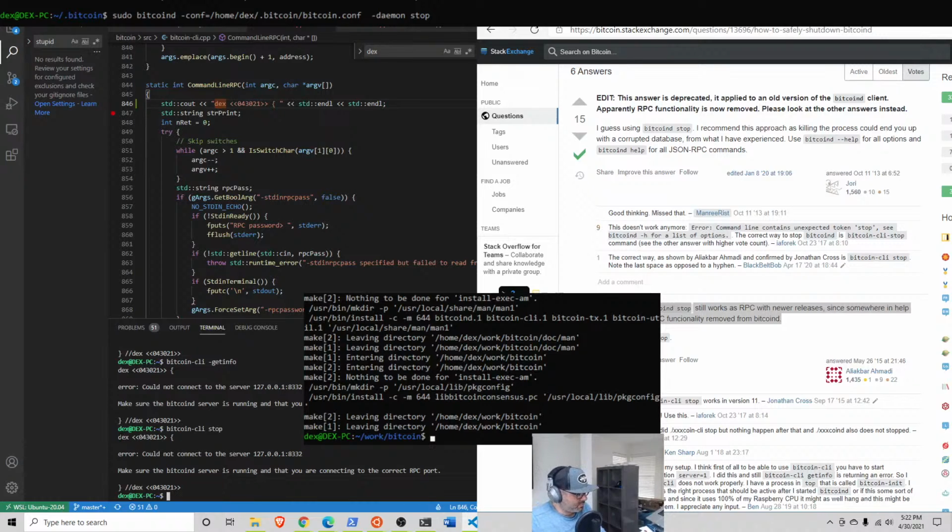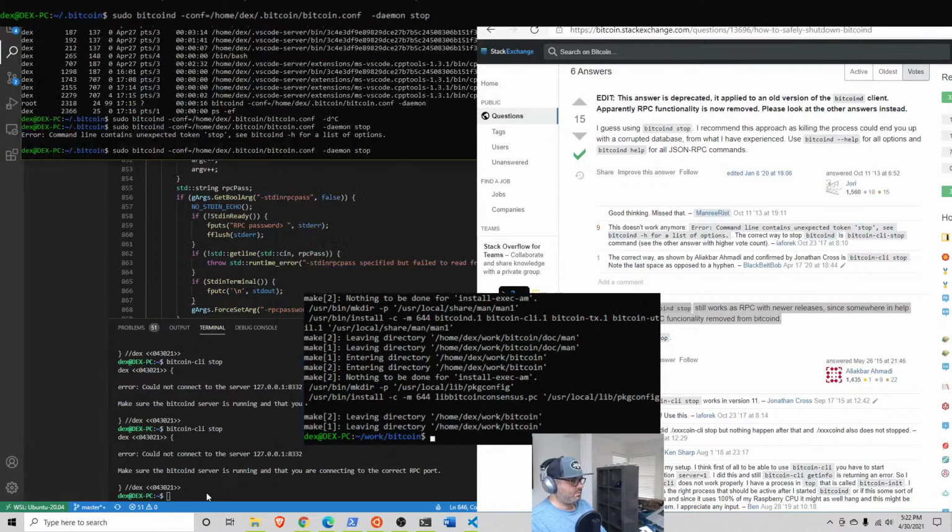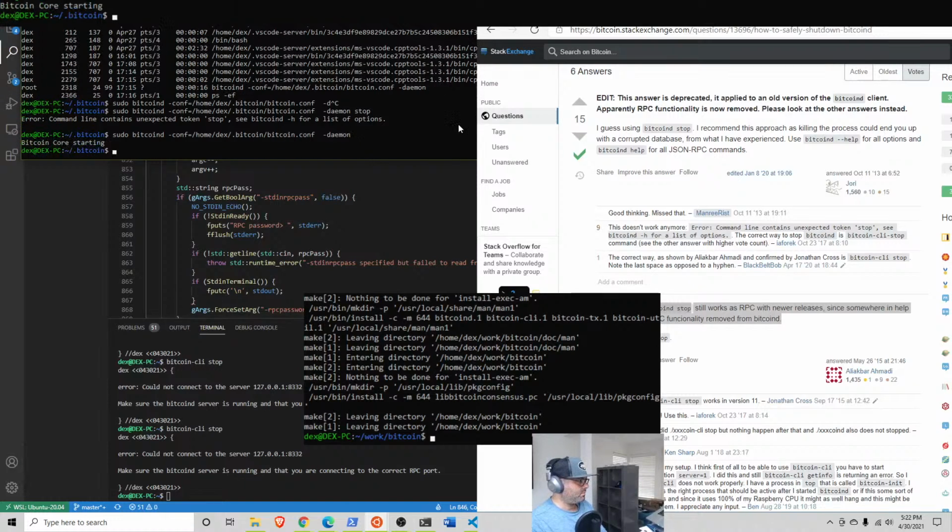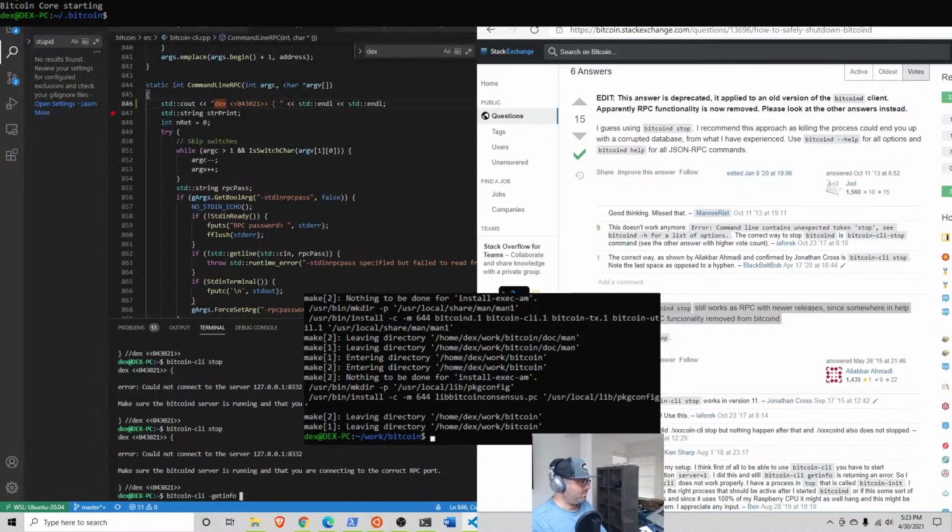So now before our commands it says dex 04321, and afterwards it says dex 04321. I wonder if we could stop with bitcoin-cli. Okay, so that stopped it. Oh, daemon, minus daemon, Bitcoin Core starting, getinfo.